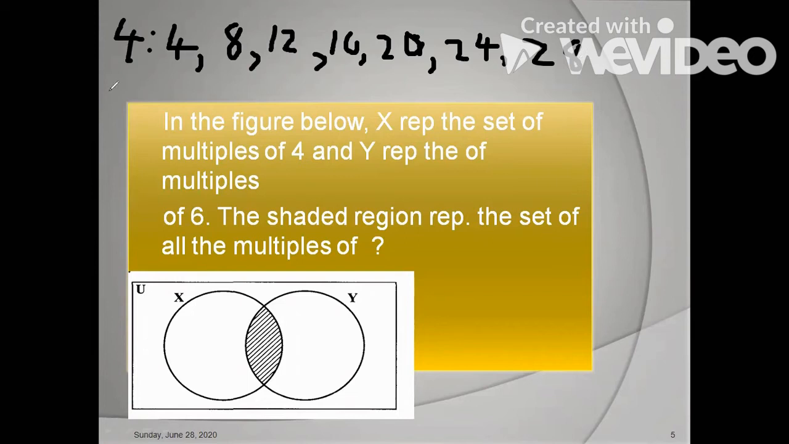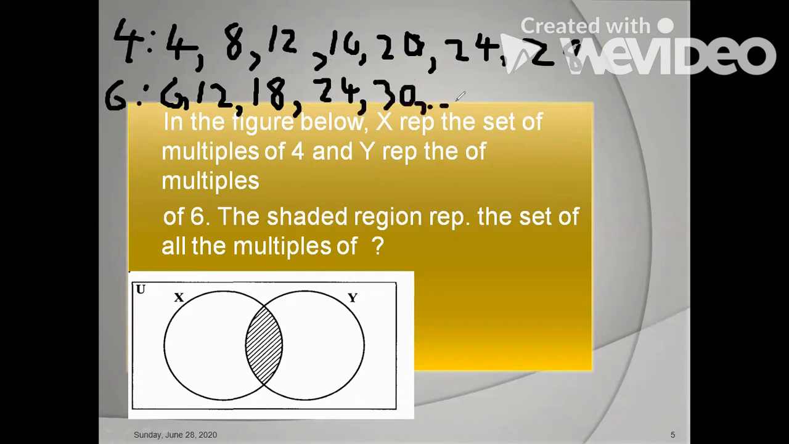So the multiples of 6 are 6, 12, 18, 24, 30, etc., etc. All right, so it goes on.